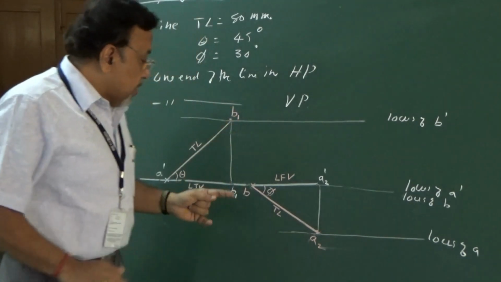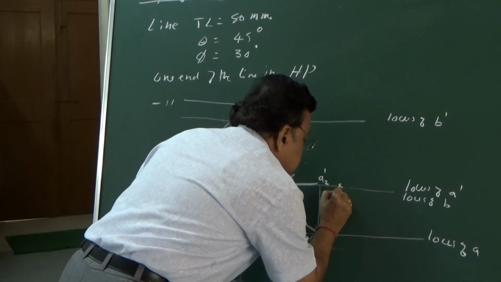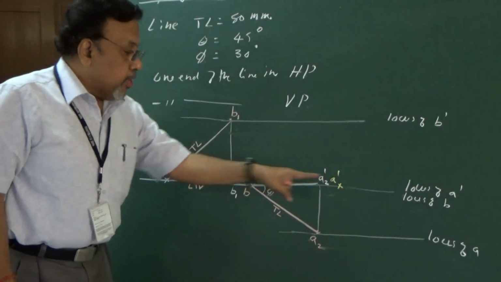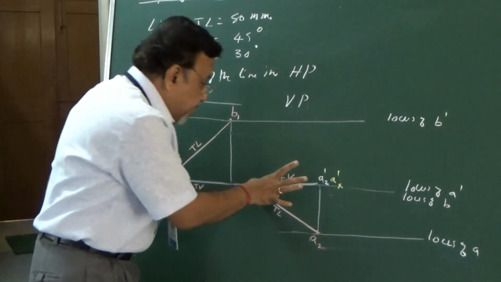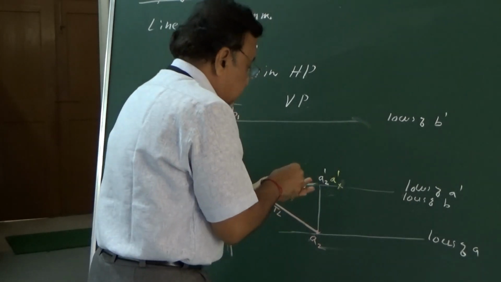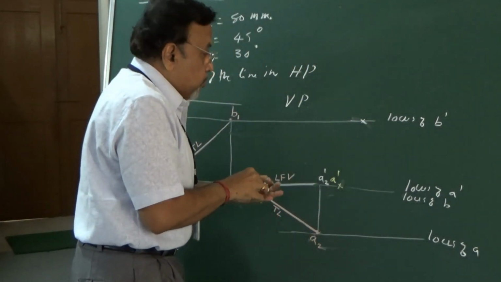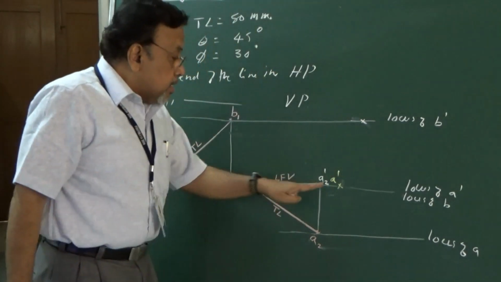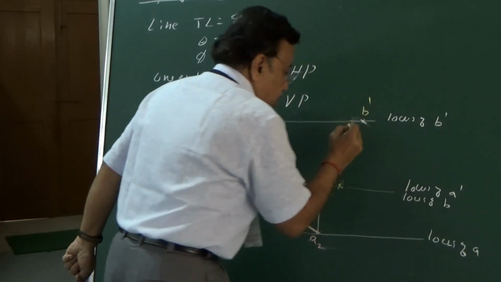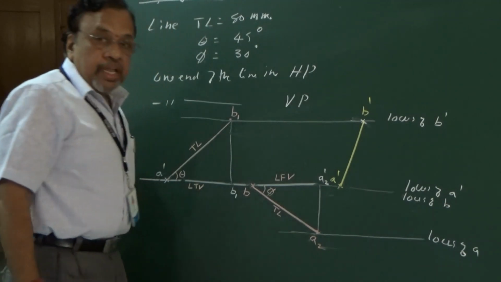Okay, so let us say we will start from the front view. In the front view, I know that this is the point A dash. Now I know LFV, so what should I do? I will take this length and this as center, and draw an arc. Let us say this is the point I am going to get. This is A dash. What about this then? This is B dash. If I join, this is the final projection in the front view.